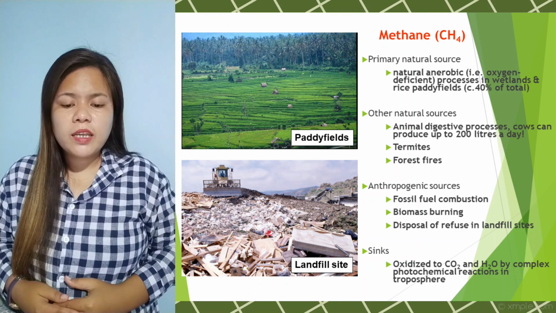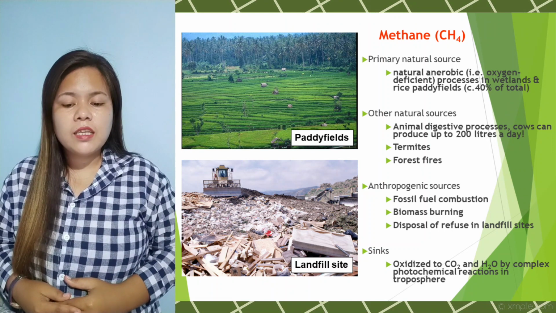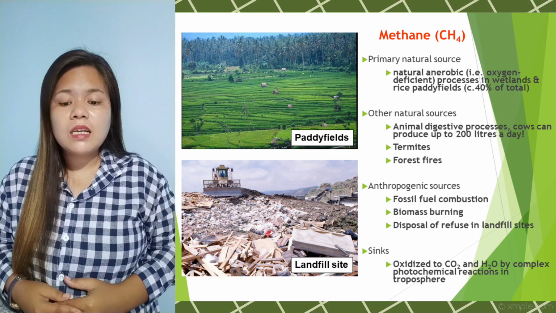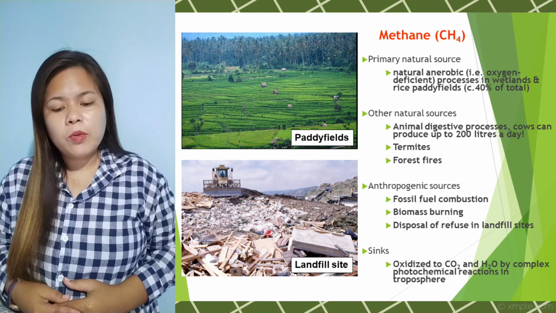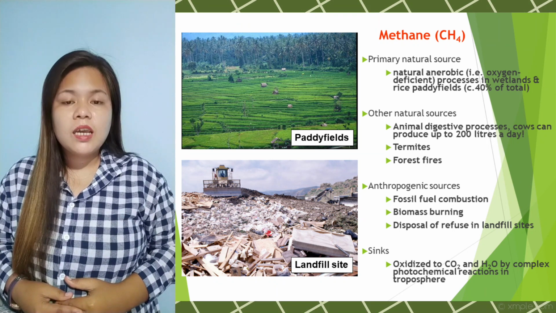Its anthropogenic sources are fossil fuel combustion, biomass burning, and disposal of refuse in landfill sites. And its sinks: it is oxidized to CO2 and H2O, or carbon dioxide and water, by complex photochemical reactions in the troposphere.